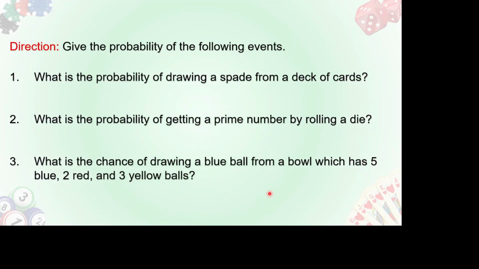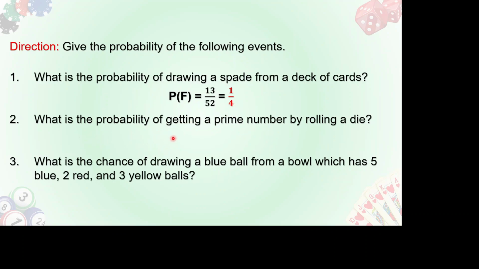Now, let's have some more questions. What is the probability of drawing a spade from a deck of cards? Again, each category has 13 cards, so that goes with spades also. So we have 13 out of 52, which when simplified is 1/4. So we have the probability of drawing a spade, which is 1/4.